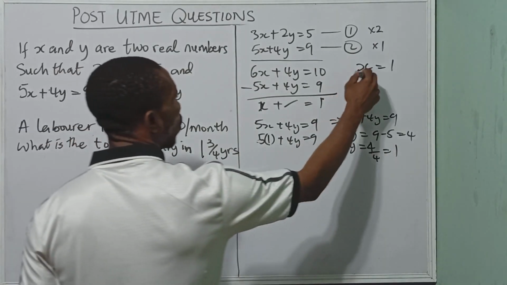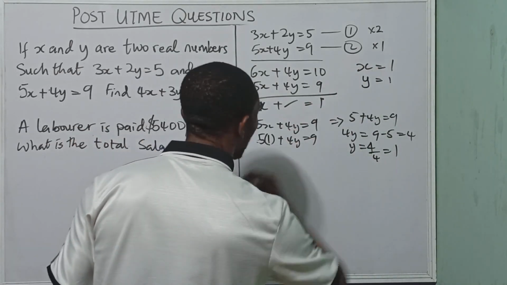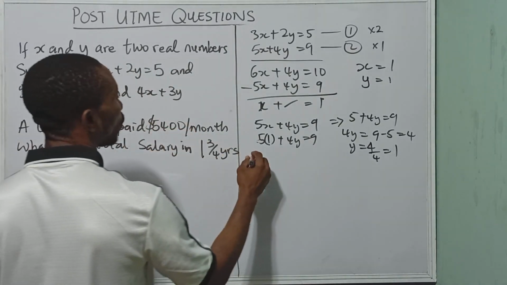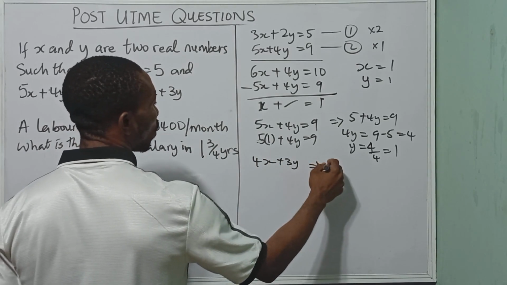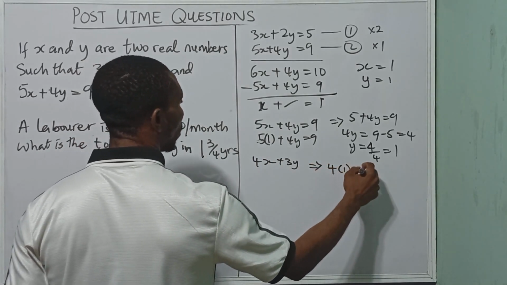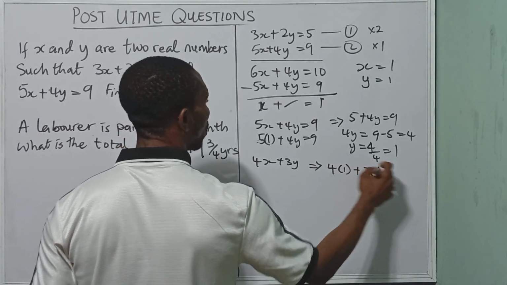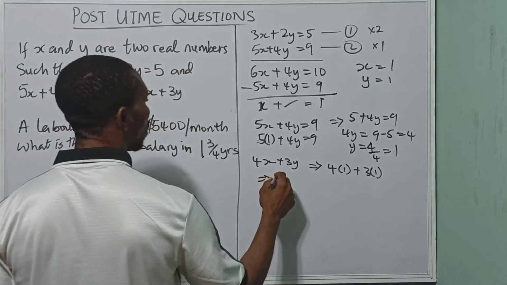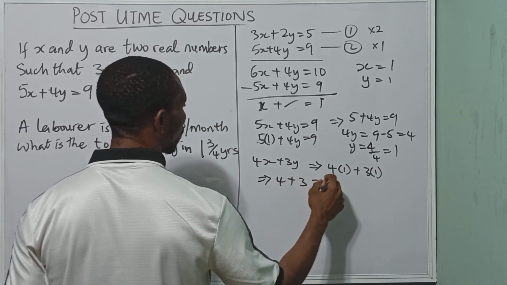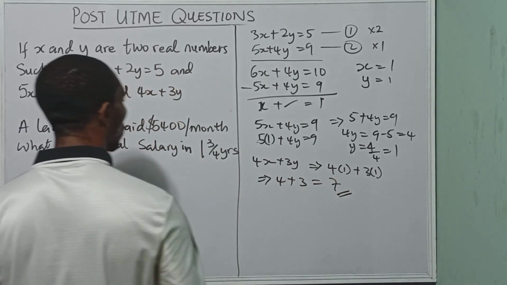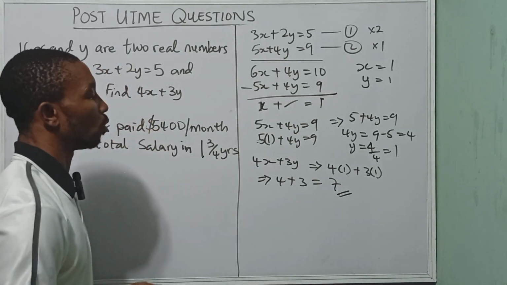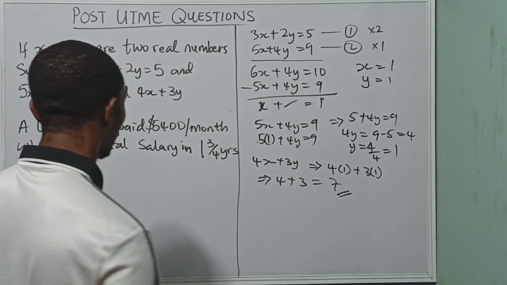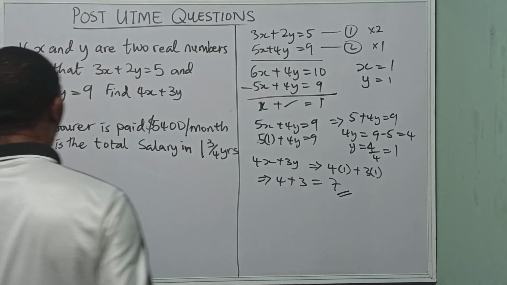Alright, now our y equals 1 also. So coming back to 4x plus 3y, that would be 4 bracket 1 plus 3 bracket 1, which is 4 plus 3, which gives us 7. So the value of 4x plus 3y would be 7. Alright, now to our next question.